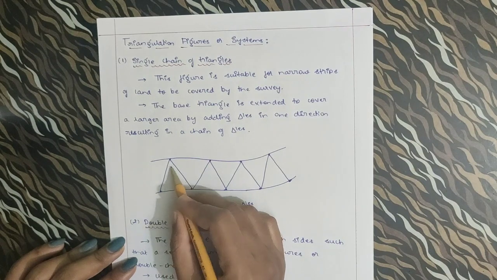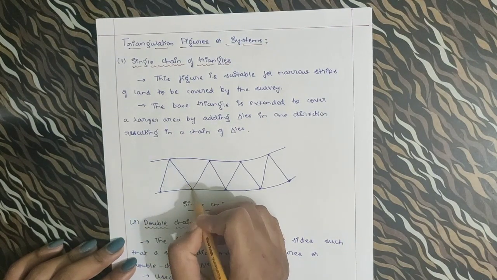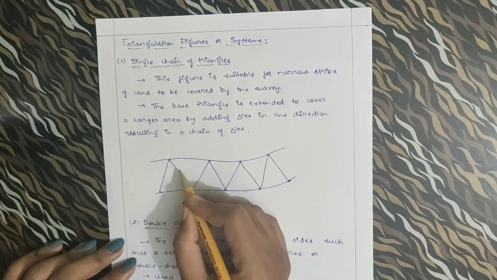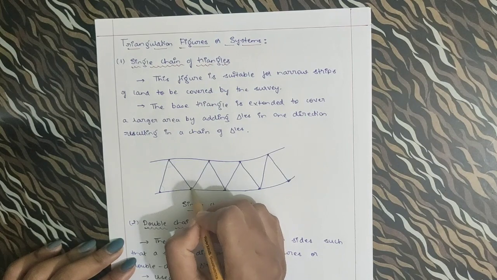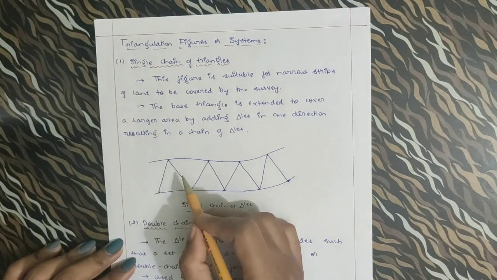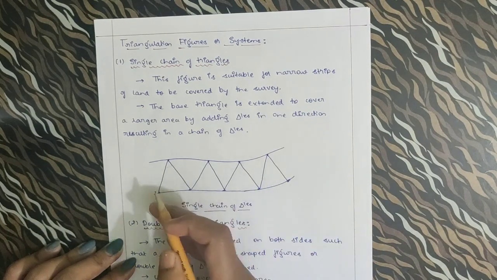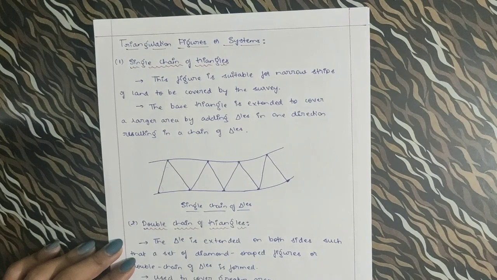Now you know the length of this line. So what you will do is extend this triangle by considering this as the baseline. Like this you keep on extending the triangles, or you keep on adding the triangles in one direction, which results in the chain of triangles.